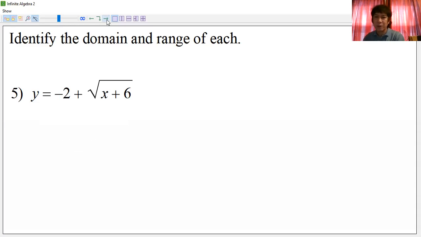Let's write it down first so we can do the calculation on the paper. So this is y equal to negative 2 plus square root of x plus 6. This goes to number 5. That's the given 5th example. Identify the domain and range. We shall do the solution.